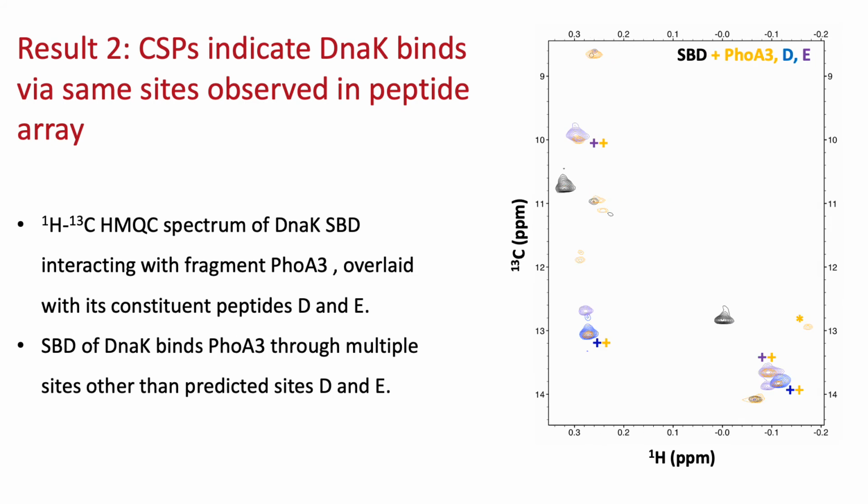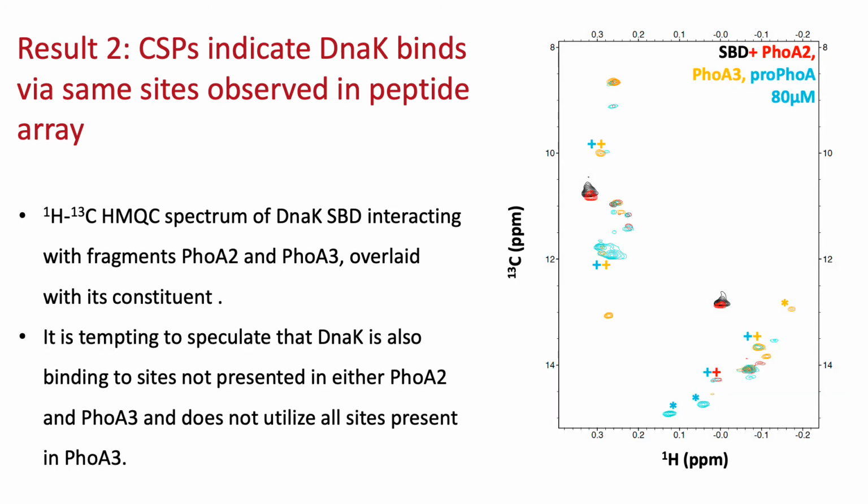Similarly, this is an NMR spectra of empty SBD in black overlaid with an SBD interacting with fragment phoA3 overlaid with its constituent peptides D and E in blue and purple respectively. This spectra indicates that DnaK definitely binds phoA3 through multiple sites other than the predicted D and E.